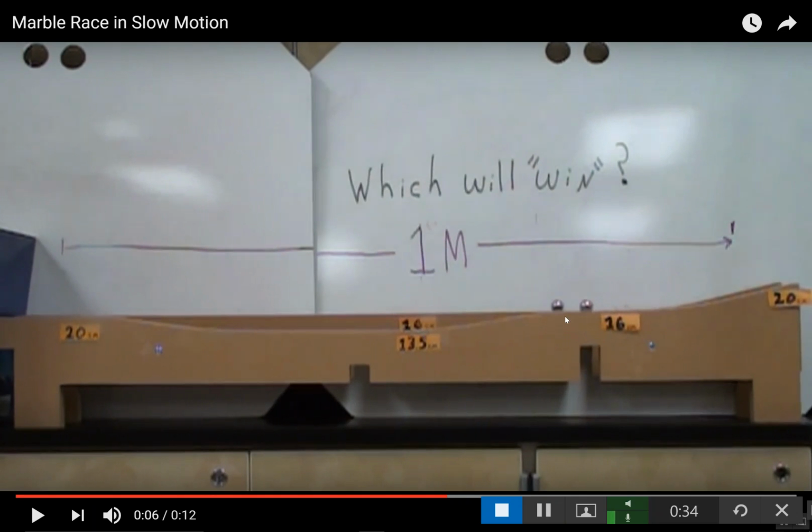Up until this point, they should be tied. The high road's actually a little ahead. Theoretically, they should be the same. And then what happens next is the low road overtakes it.